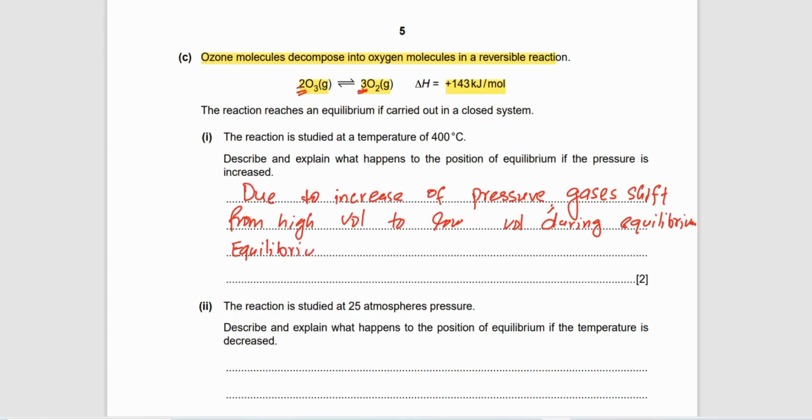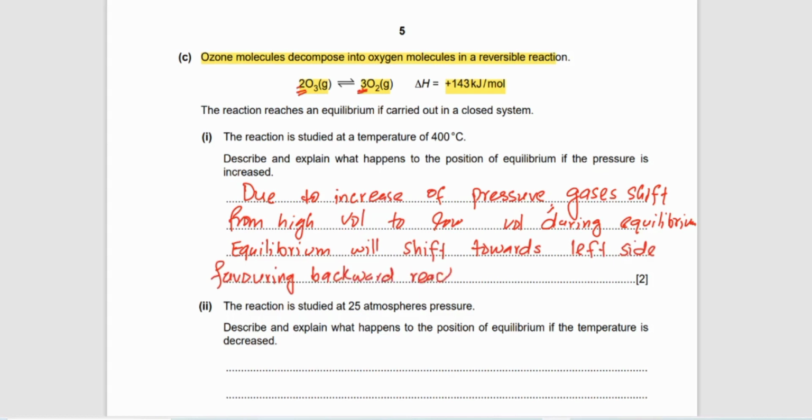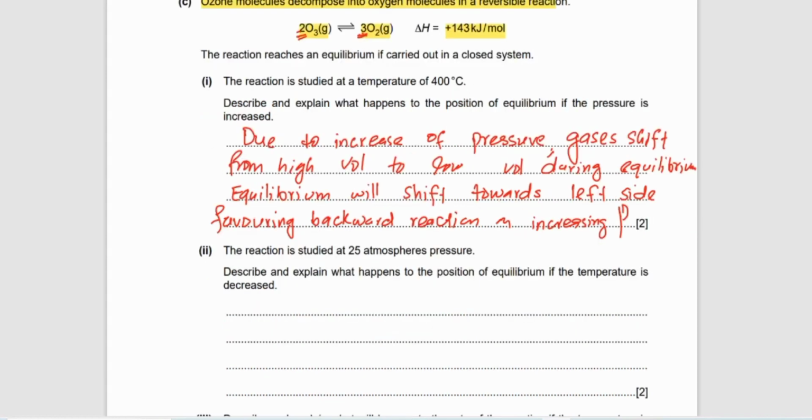the equilibrium will shift toward the left side, favoring the backward reaction or reverse reaction on increasing pressure. The reaction is studied at 25 atmospheric pressure. This is the pressure.